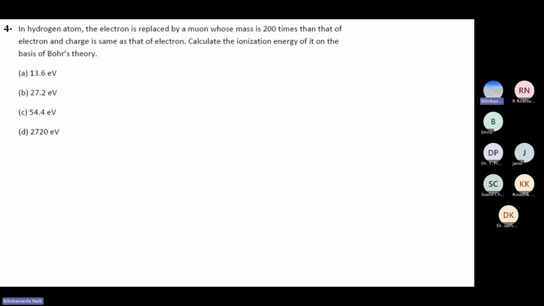The question says, in a hydrogen atom, the electron is replaced by a muon whose mass is 200 times that of the electron, and the charge is the same as that of the electron. Calculate the ionization energy of it on the basis of Bohr's theory. The options are: option A, 13.6 electron volt; option B, 27.2 electron volt; option C, 54.4 electron volt; and option D, 2720 electron volt.